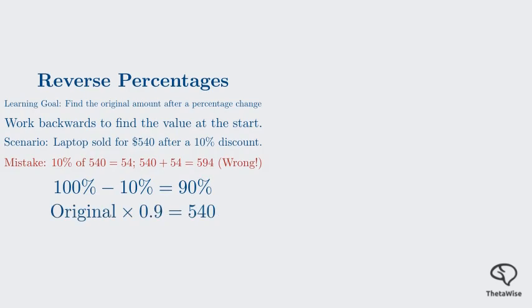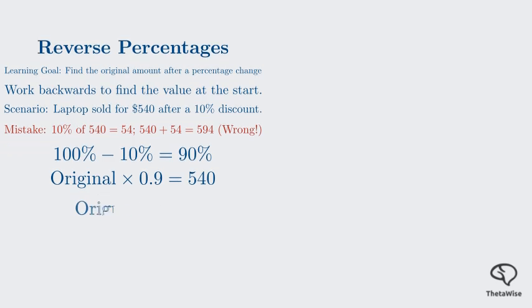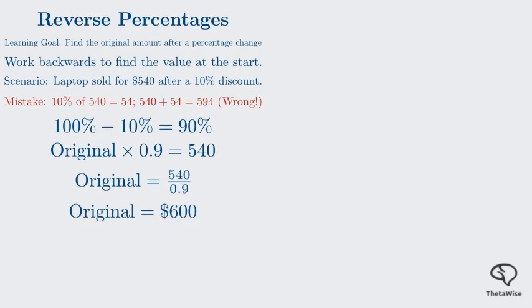The easiest way is to use the multiplier method in reverse. Since original times 0.9 equals 540, we can find the original by dividing the new amount by the multiplier. 540 divided by 0.9 is 600. The original price was $600.